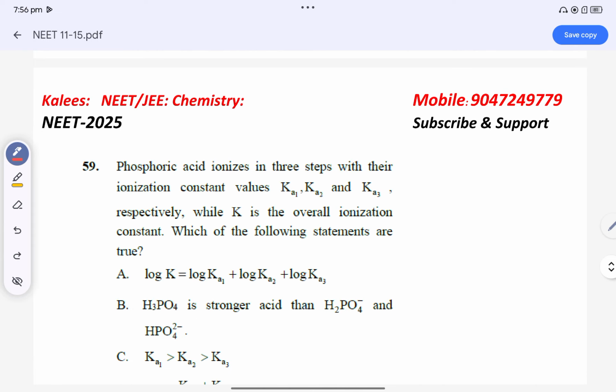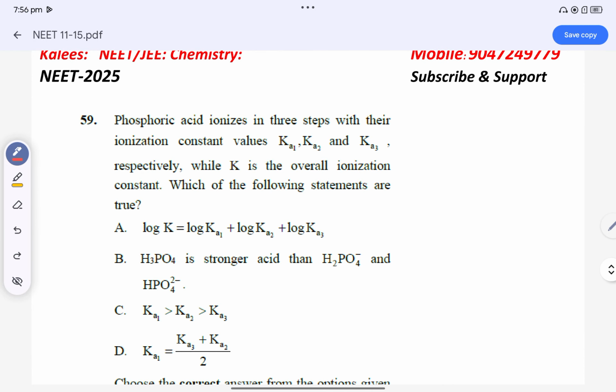Okay, so this one is the 59th question, phosphoric acid. What is the phosphoric acid formula? H3PO4. Okay, this is the first identification. It ionizes in 3 steps with their ionization constant values given, Ka1, Ka2, Ka3, where Ka is the overall ionization constant. Which of the following statements is true, they have asked.